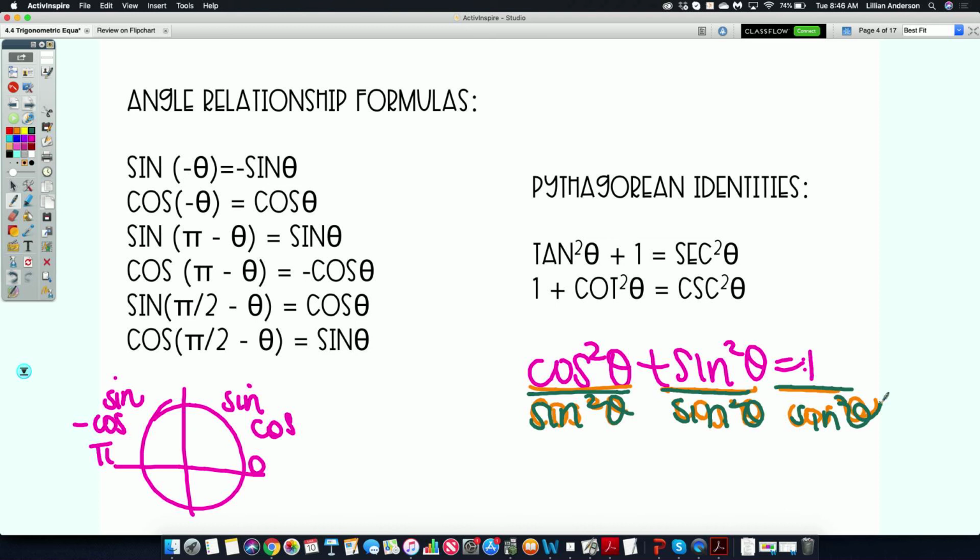Let's practice some simplifying. Do realize that the Pythagorean identities can also be rewritten. So this is also the same thing as saying 1 equals secant squared theta minus tangent squared theta. Every single one of these Pythagorean identities can be written in different ways.